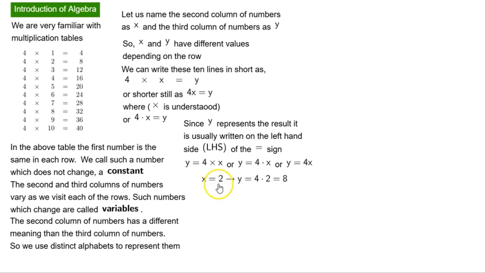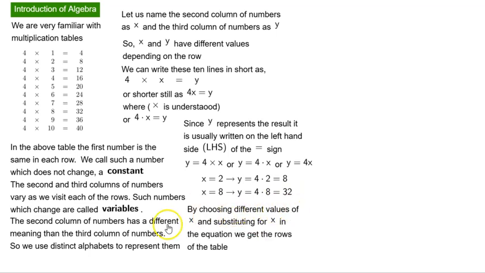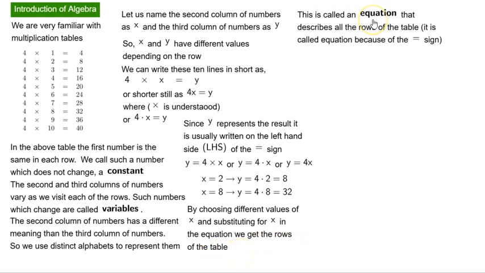Now, if x equal to 2, what do we do? We substitute 2 for x. We get 4 times 2, which is equal to 8. Again, if x equal to 8, y is equal to 4 times 8, which is equal to 32. So by choosing different values of x and substituting for x in the equation, we get the rows of the table. Now, this is called an equation that describes all the rows of the table, and it is called an equation because of the equals sign.